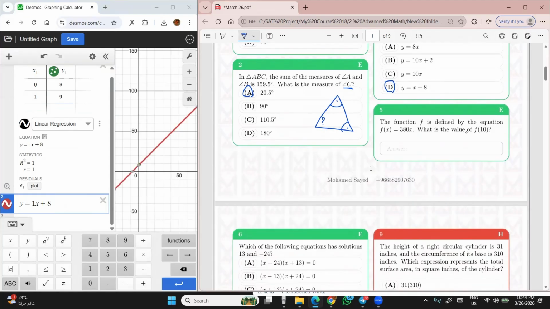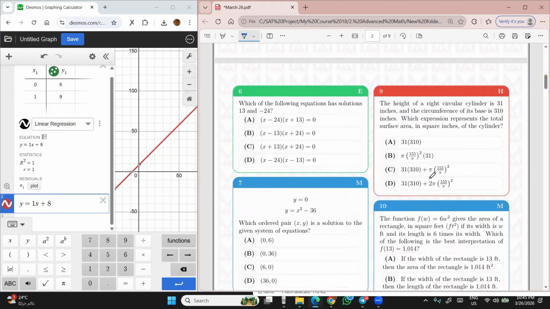The function f is defined by the equation f of x is equal to 380x. What is the value of f of 10? f of 10 means to replace this x by 10. So 380 times 10, of course, that's very easy, 3,800. We just add another 0 to the number.